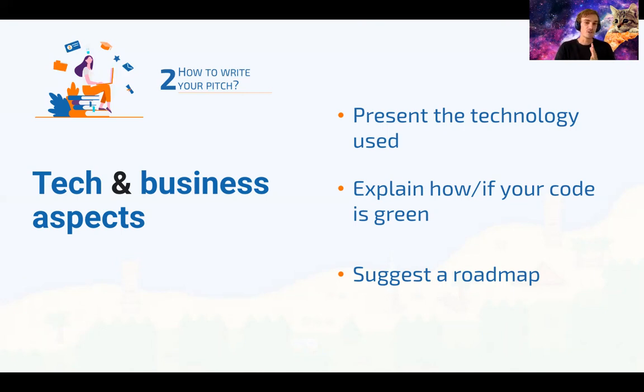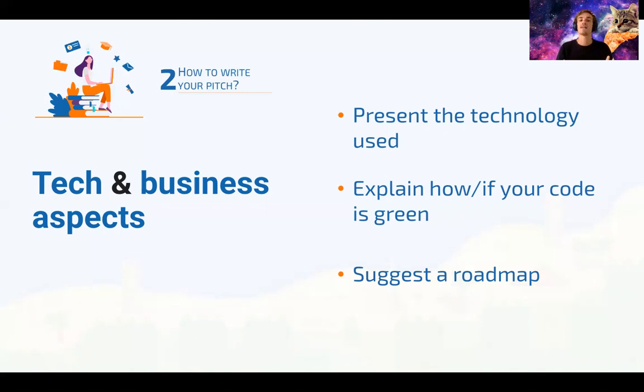Present the technology used. So this can be whatever technology, applications, platforms that you've used to implement it. Explain how and if your code is green. So again, this is massively essential. This is one of the judging criteria, and this is something that will be a little sneak hint here. This is really relevant to the judging criteria. So this will be really important.